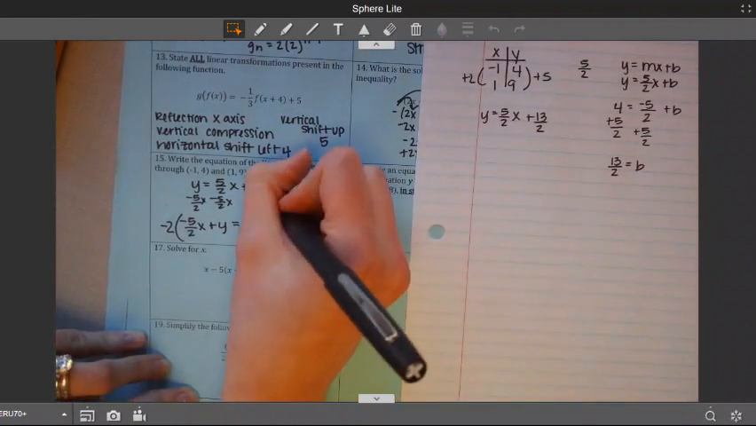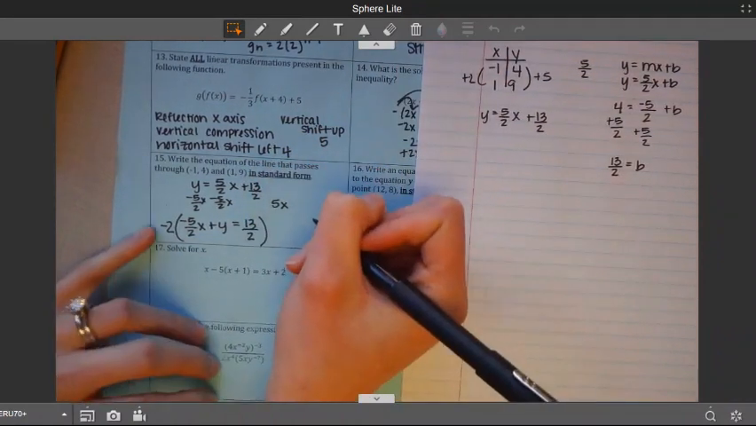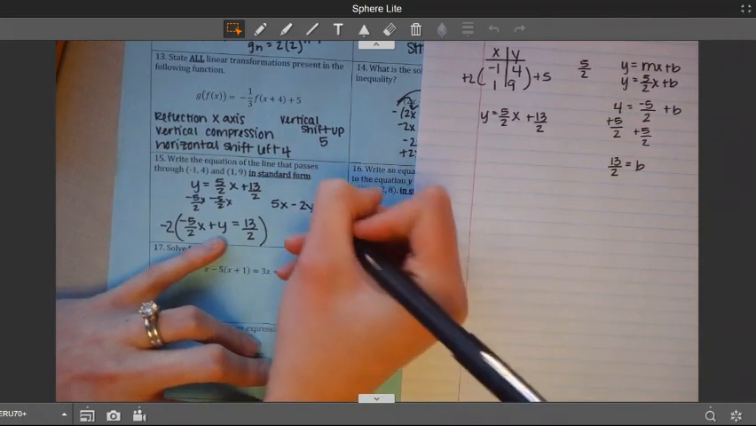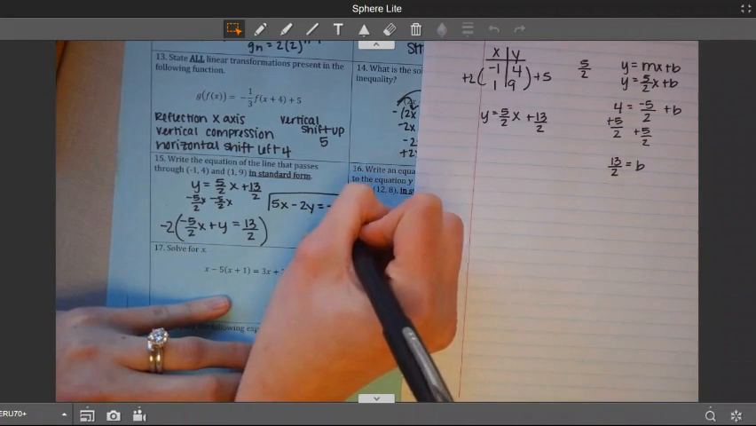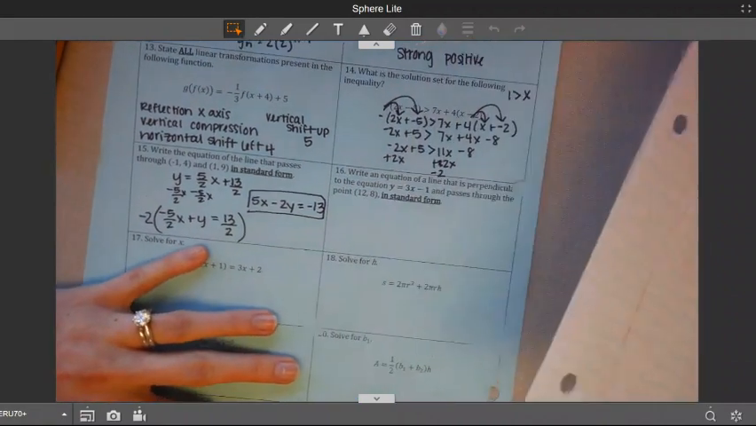Negative 2 times negative 5 halves x is just going to be 5x. Negative 2 times y is negative 2y. Negative 2 times 13 halves is going to be negative 13. It is now in standard form.